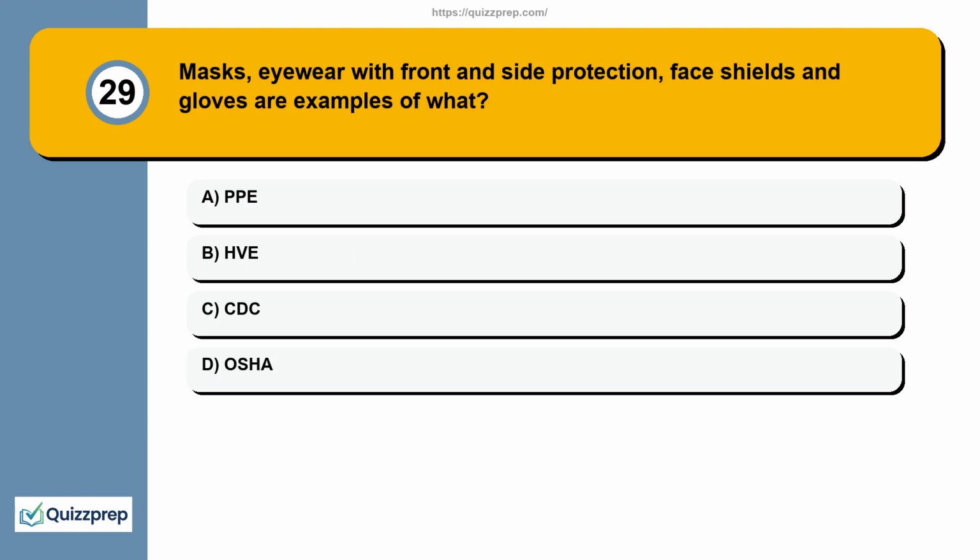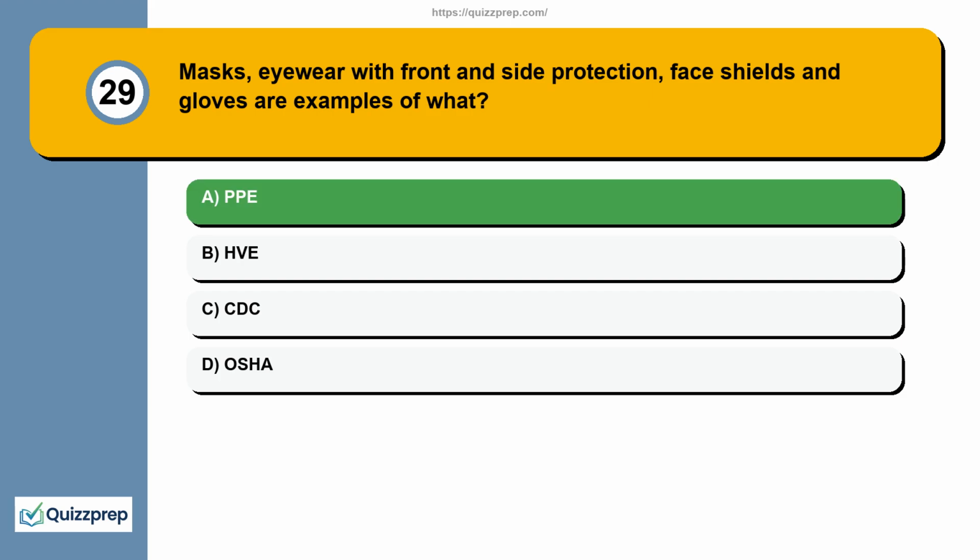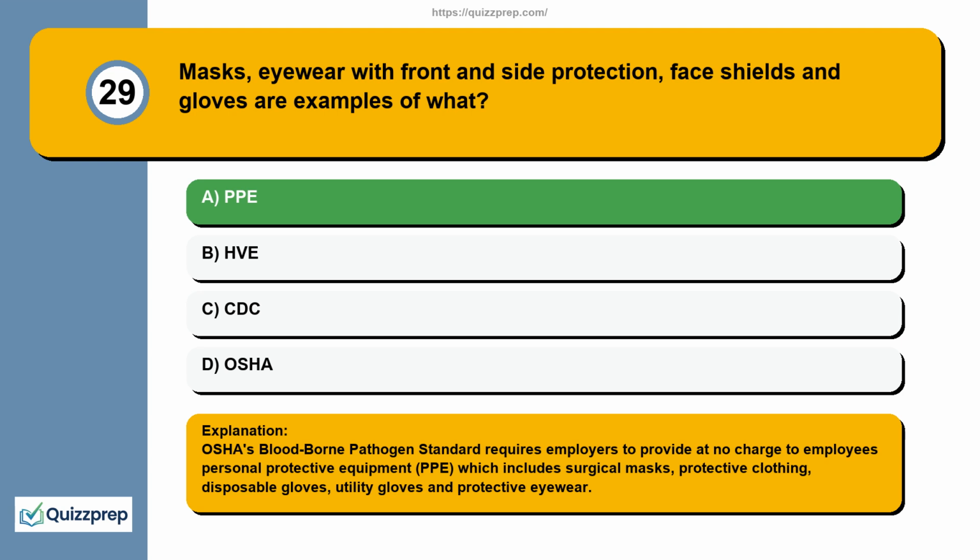Question 29. Masks, eyewear with front and side protection, face shields and gloves are examples of what? PPE, HAVE, CDC, OSHA. OSHA's bloodborne pathogen standard requires employers to provide at no charge to employees personal protective equipment, PPE, which includes surgical masks, protective clothing, disposable gloves, utility gloves and protective eyewear.